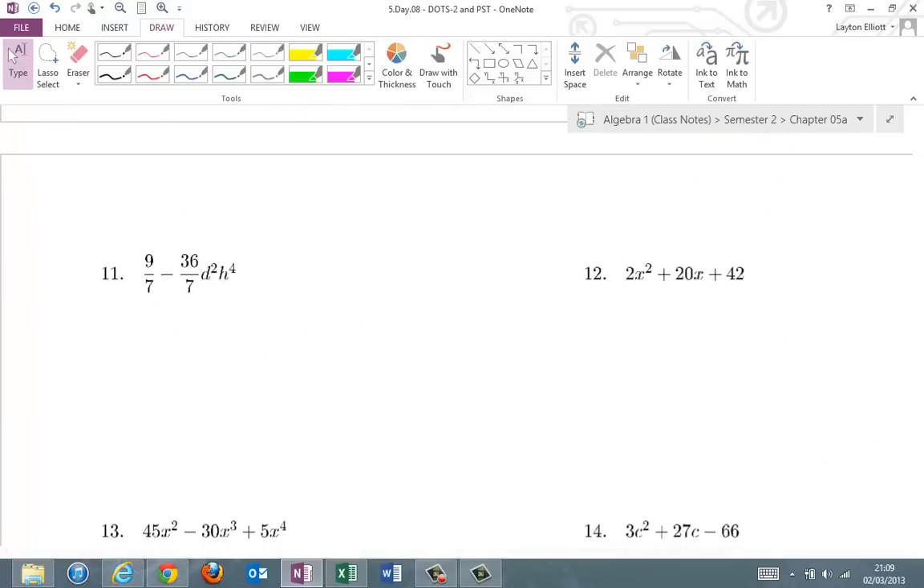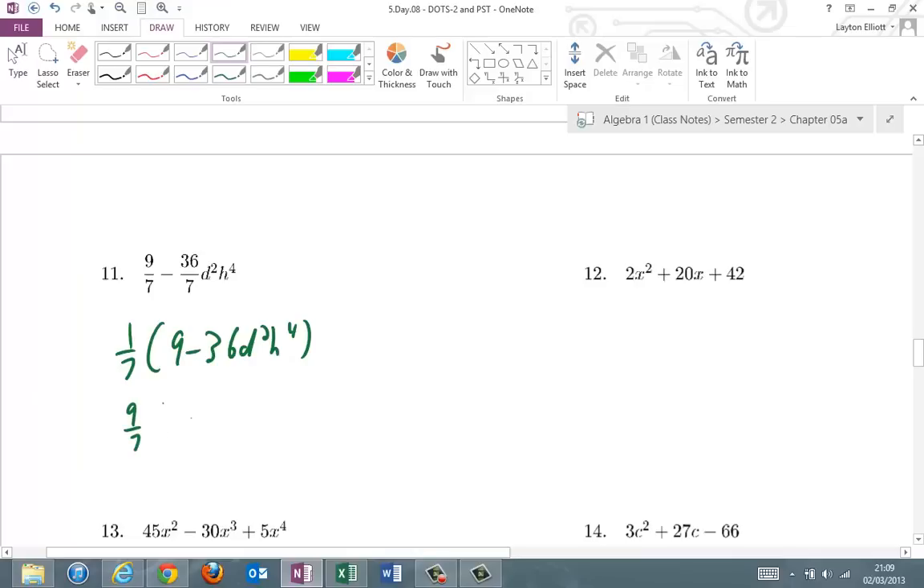Number 11. This one's a little odd. If we take out a 1/7, I'd have a 9 minus 36d squared h to the fourth, which, if you look at it, we can also take out a 9. So let's pull out a 9 and make that a 9/7. Then I just have 1 minus 4d to the second h to the fourth.